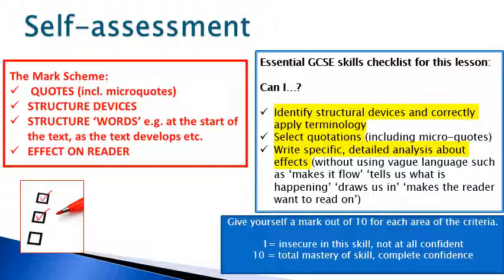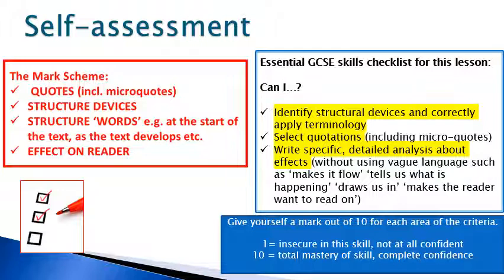Use your red pen, use a key, so you put Q for quotes, SD for devices, SW for structure words, and E for effect on the reader. Tick every time you've hit an area of the mark scheme. This will help you to identify any areas that are missing. And of course, double check for those ideas like we've got on the right hand side. Make sure you haven't written vague things like makes it flow, tells us what is happening, draws us in, makes the reader want to read on, because you won't get any marks for that.